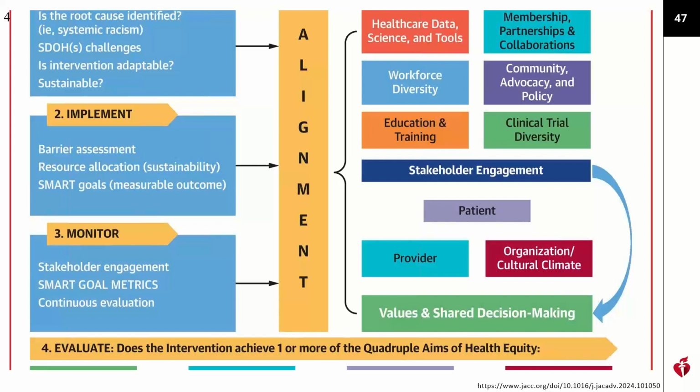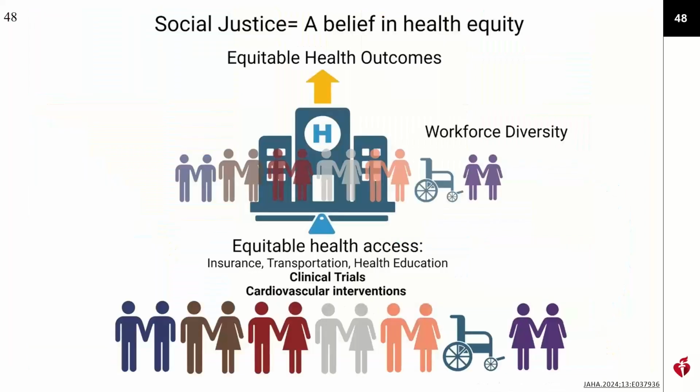And then next slide, please. I will end with this from the Heart Association, that we're all trying to improve outcomes for our communities, and that we can do that by being sure that our clinical trials represent all of our communities, and that we have cardiovascular interventions that everyone has access to, and that we do everything we can to improve equitable health access, and that we have a diverse workforce, and as a consequence of that, we can deal with those equitable health outcomes and hopefully achieve social justice.